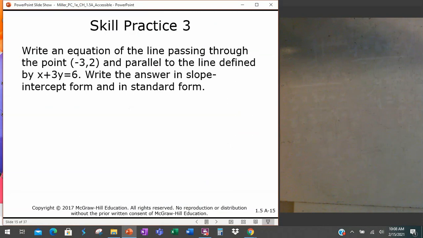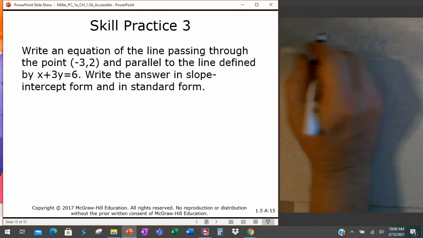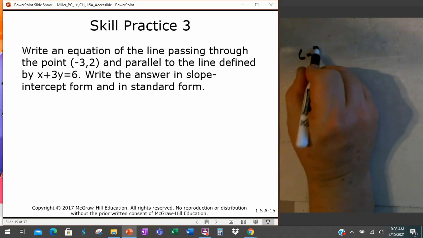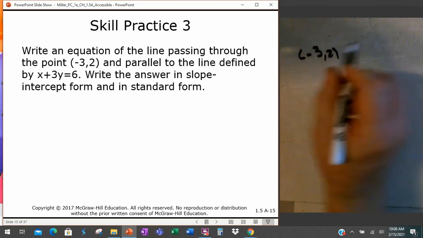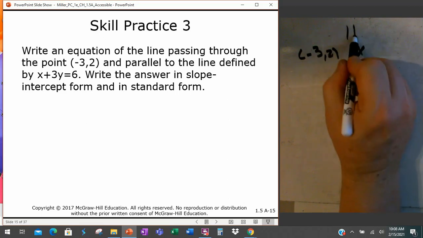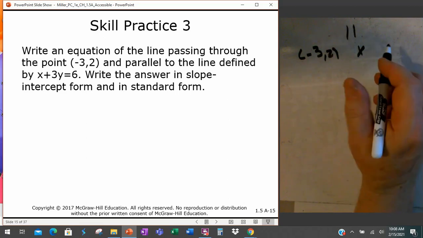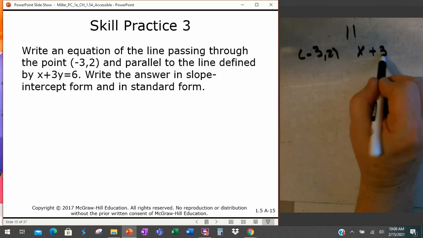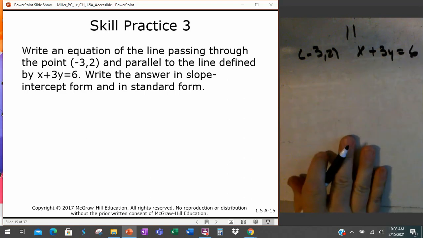So write an equation of the line passing through the point negative 3, 2 and parallel to the line defined by x plus 3y is equal to 6. So very similar to what we had last time, negative 3, 2, and then parallel to, so parallel, I need to go through here, x plus 3y is equal to 6.